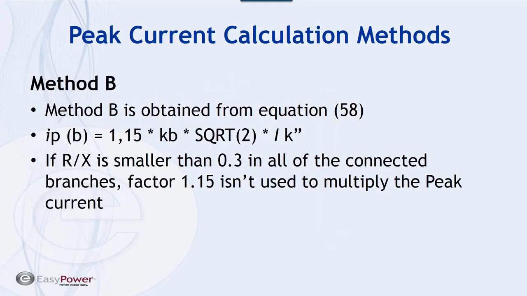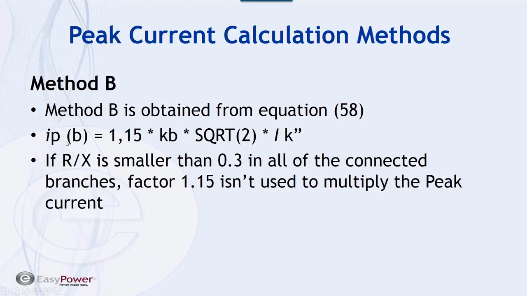Method B is obviously one out of two methods that IEC recommends. Method B is going to look at the bus and all the branches connected to that bus and look at this condition. This is a copy from IEC. If R over X, and not X over R, if R over X is smaller than 0.3 in all of the connected branches, factor 1.15 isn't used to multiply the peak current.